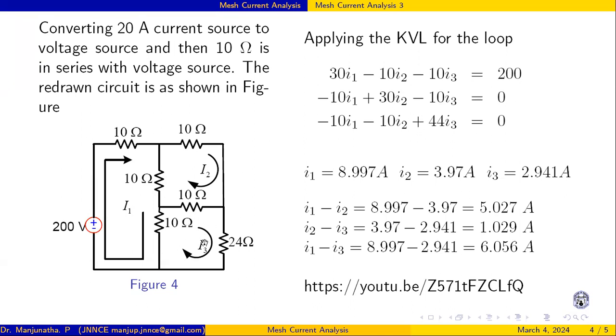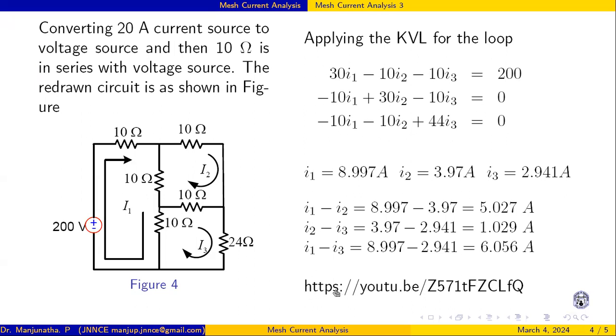Now the third mesh here. What is the total resistance? 10 plus 10 plus 24, that is 44 I3. Is there any I1? Yes, this I1 is flowing through this 10 in the opposite direction, minus 10 I1. I3 and I1 are opposite, and I3 and I2 are opposite, so minus 10. So these are the three equations I can directly write. In earlier videos I have also shown how to write these equations, or even directly we can write. These three equations we can directly solve using a calculator.